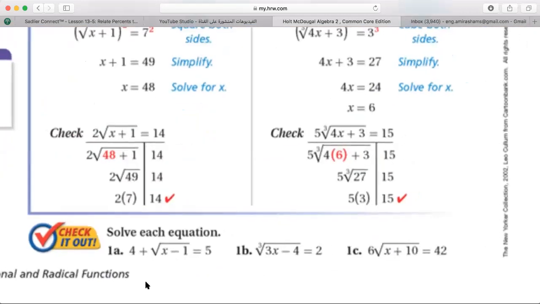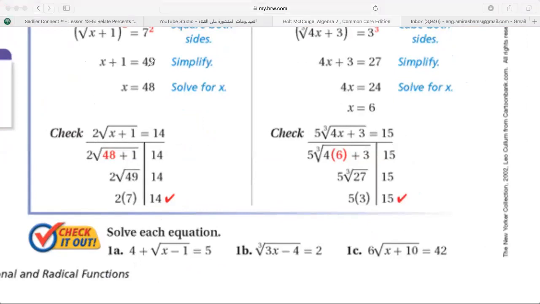Okay. I have here 4 plus square root of x minus 1 equals 5. So what is the first step? Isolate the radical. So I will subtract 4 from both sides.